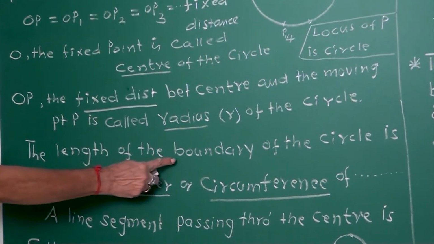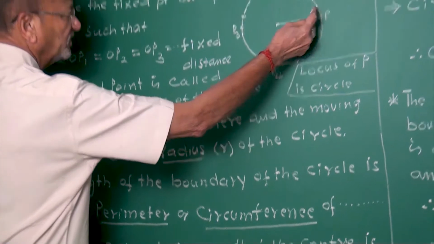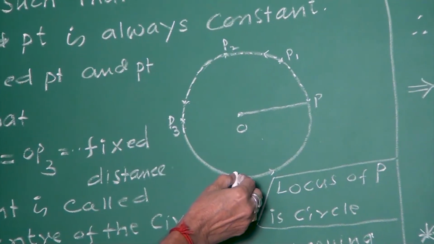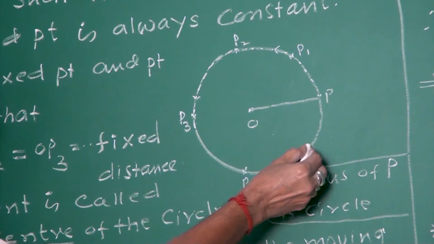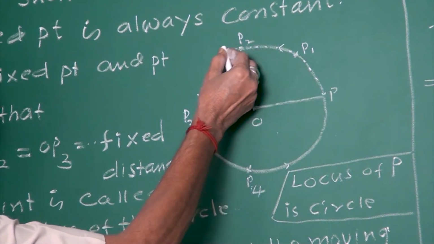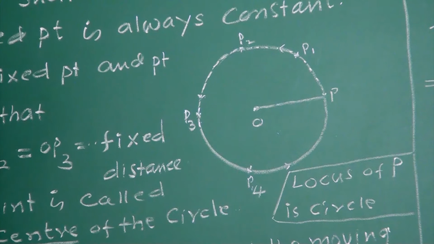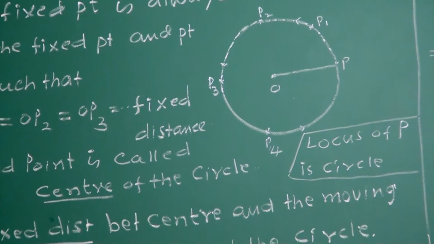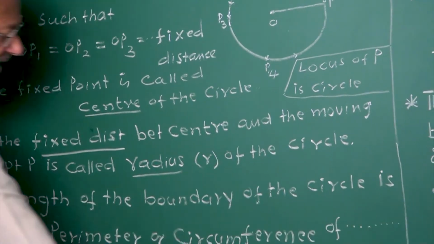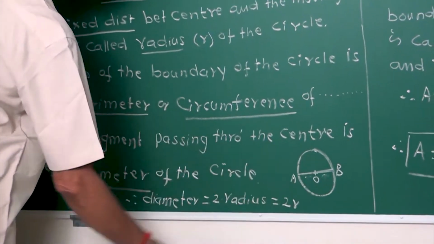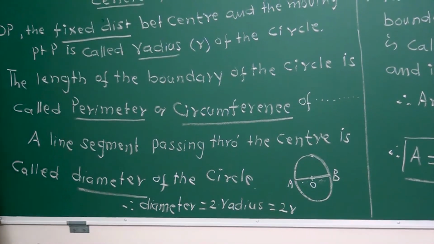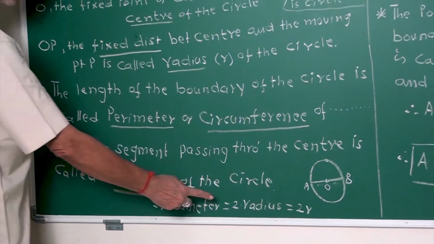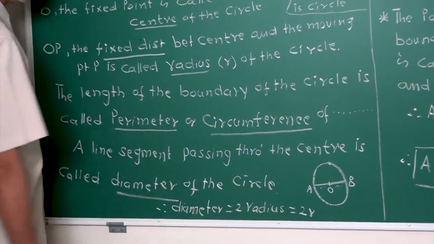The length of the boundary, this entire thing, my friends: if you place a thread here and move that thread around the circle, the length of the thread is nothing but the circumference or perimeter of the circle. A line through the center is called the diameter of the circle. That AB is the diameter, and the diameter equals 2 times the radius, which is 2R.